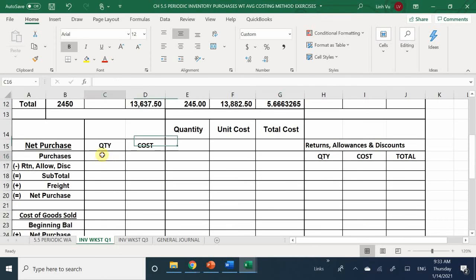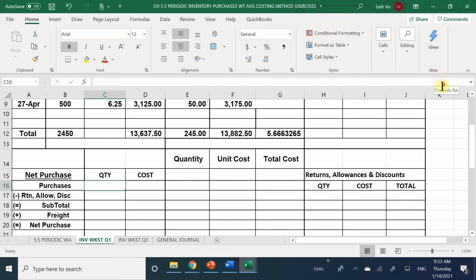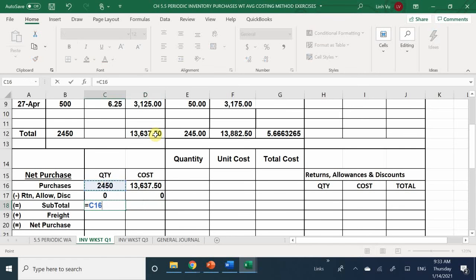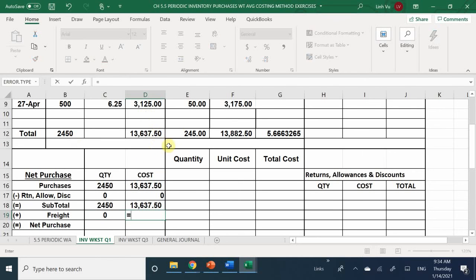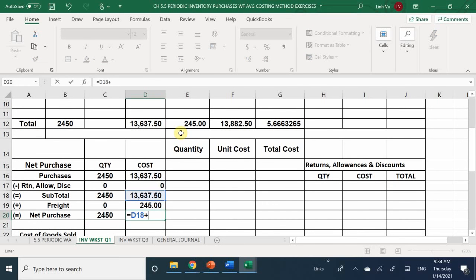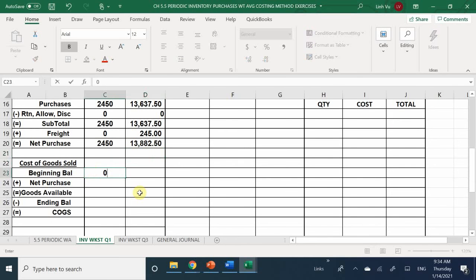Okay? So first things first, now that we completed our totals and we found our average cost, I'm going to go ahead and bring my information down. So I made a total purchase of 2,450. It's that much. No returns for this one. Freight has no value in quantity, but it does affect our cost. And now we're going to solve for all of this. So there you go, 13,882.50. We don't have a beginning balance, so all we need to do is transfer the information over. Okay, and that's going to be my goods available.